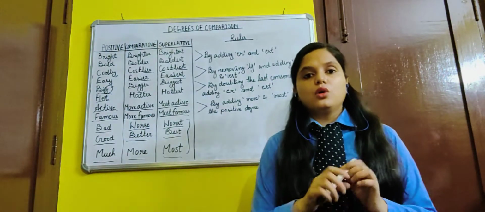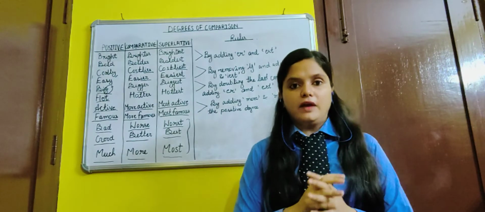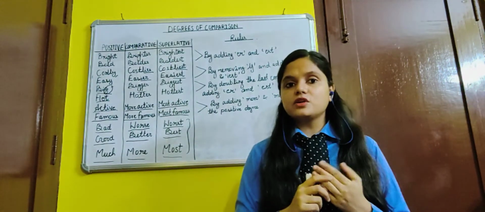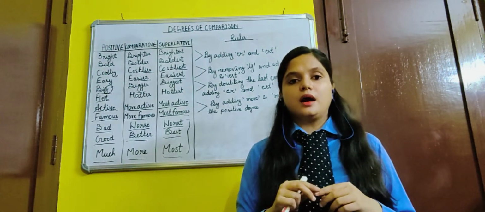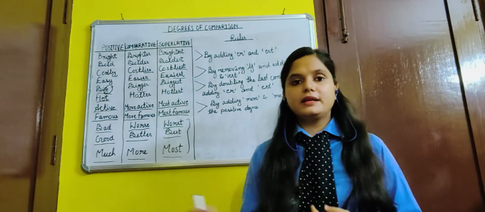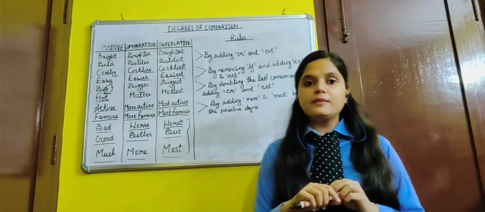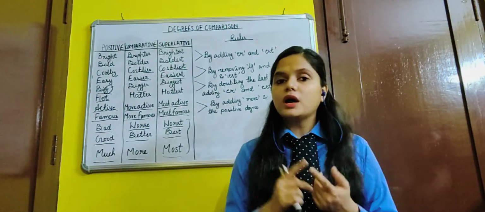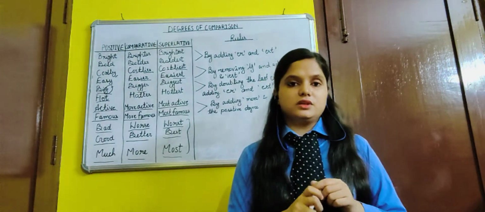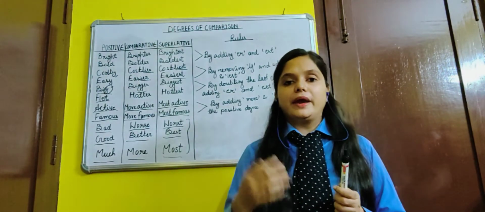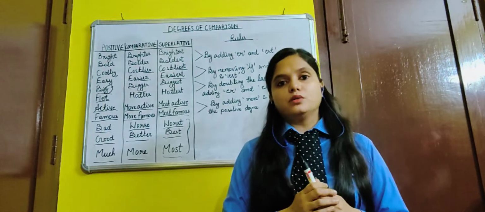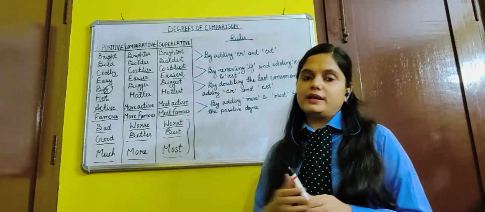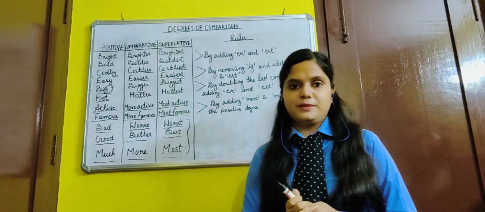Okay, so I hope you all have understood well what the degrees of comparison are. There are 3 degrees of comparison: positive, comparative and superlative. The positive degree is used to describe a noun or pronoun. The comparative degree is used to compare two nouns or pronouns, and the superlative degree is used to compare more than two nouns or pronouns. There are a few rules to make comparative and superlative degrees from the positive.